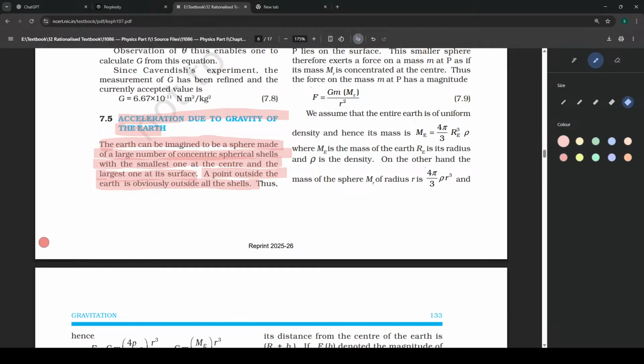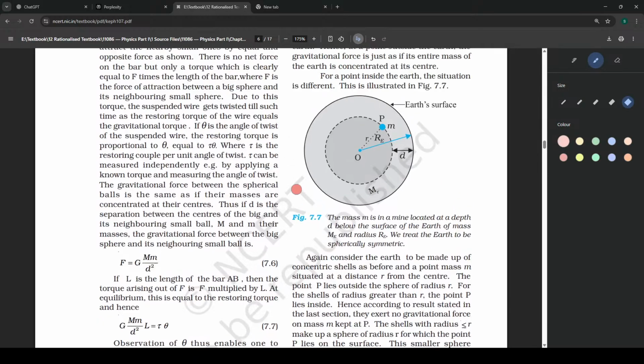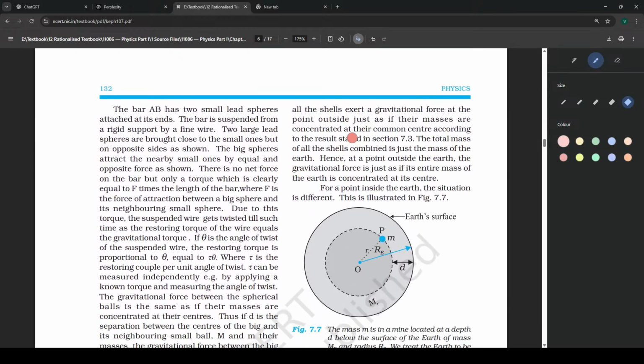And if we consider a point on the surface of earth or above the surface of earth, then this point will be outside all of the shells. That's what they're saying here. Thus, all the shells exert a gravitational force at the point outside, just as if their masses are concentrated at their common center, according to the result stated in section 7.3.